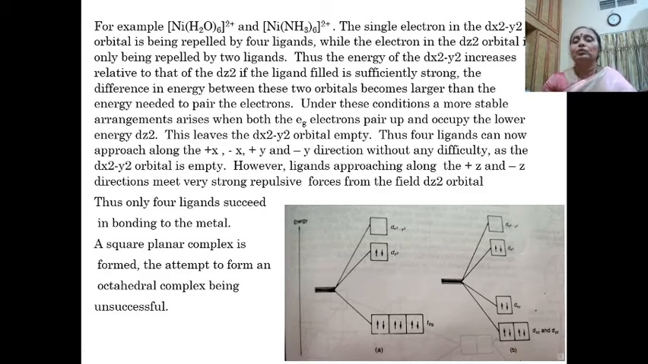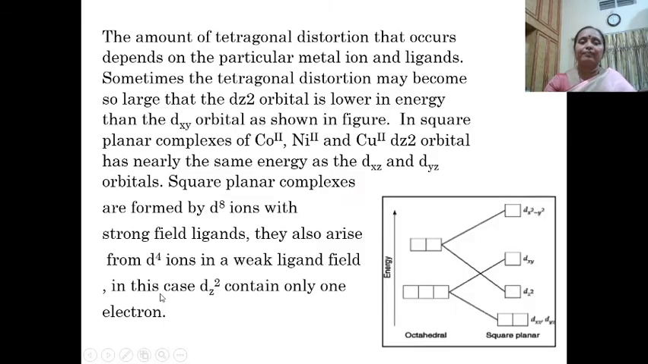However, the ligands approaching along plus z and minus z directions meet very strong repulsive forces from the dz² orbital. Thus, only 4 ligands succeed in bonding to the metal. This gives rise to a square planar complex. The attempt to form an octahedral complex is unsuccessful. Examples of square planar complexes are copper(II) and nickel(II) complexes. They also have a square planar complex.